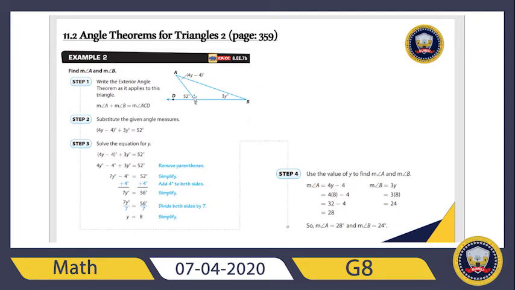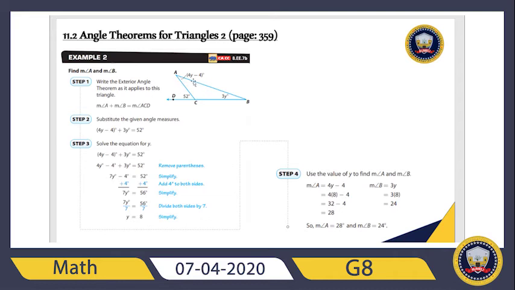Why? Because we said remote interior angles are far from your exterior angle. So they are A and B. So the angle ACD equals the sum of its remote interior angles, A and B. So the measure of A plus the measure of B equals the measure of ACD. Now I'm going to substitute each angle here by its value. Of course, the angle ACD measures 52, so ACD here is 52 degrees.